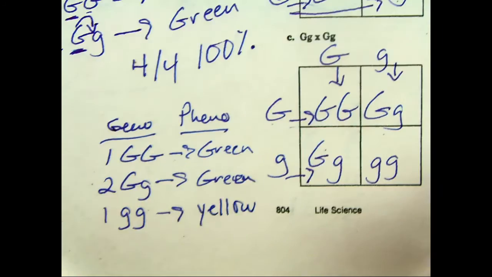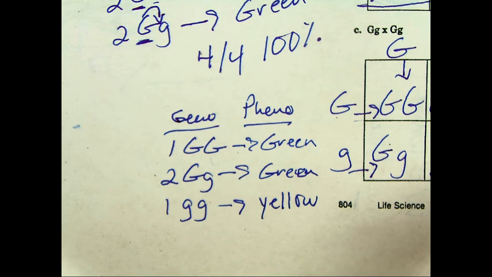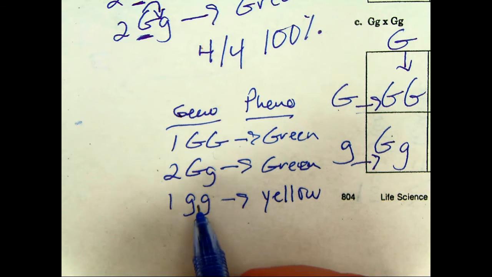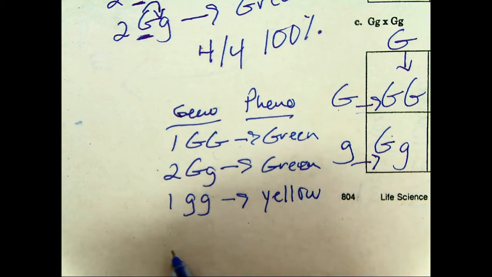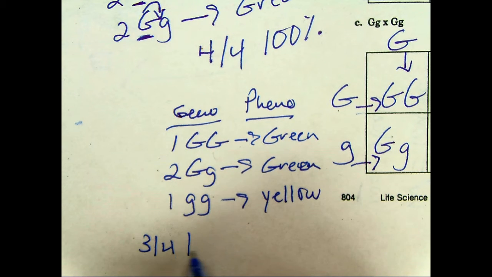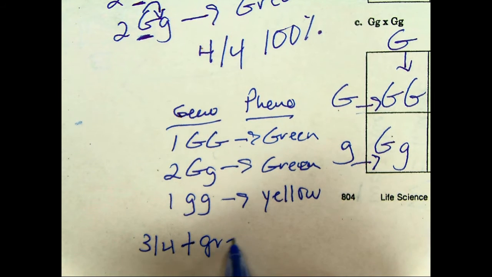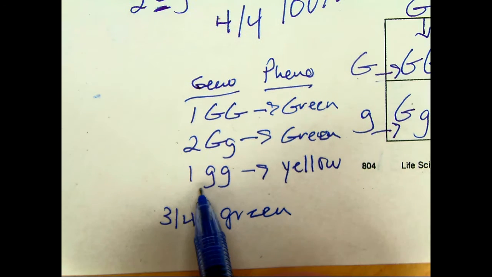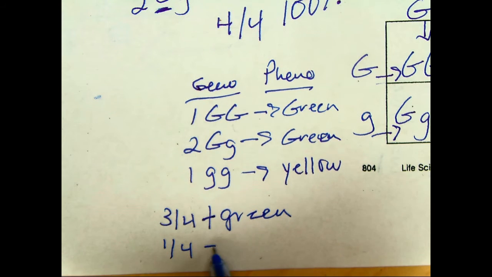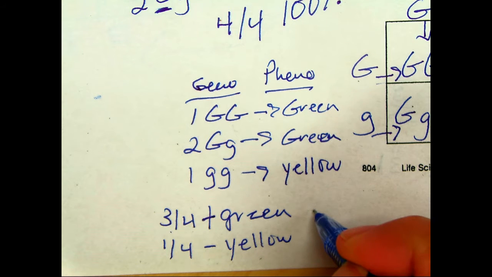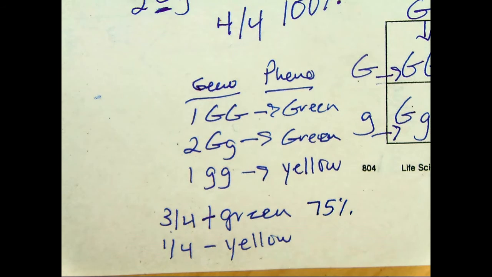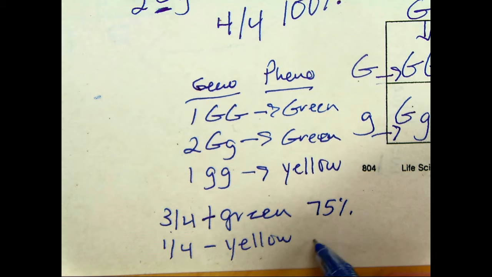Okay, so let's look at percentages. So when I look at this, that means I have 1, 2, 3 out of 4 that will be green. And I have 1 out of 4 that's going to be yellow. Okay, so when we look at percentages, 3 divided by 4, we're going to get 75% are green. And 1 divided by 4 gives you 25% would be yellow of the offspring.